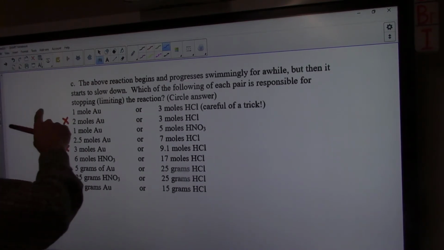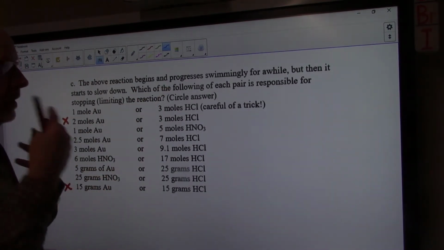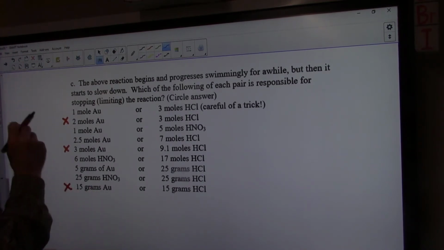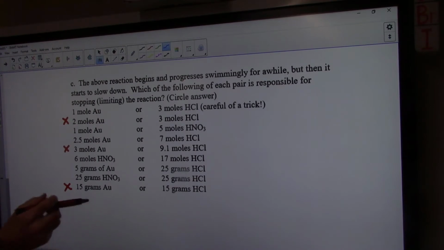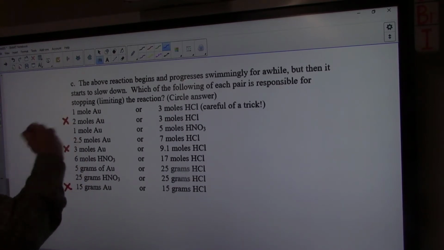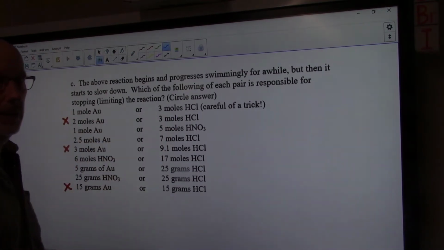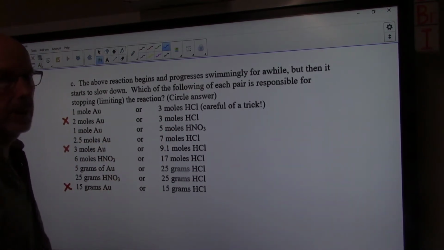Okay, so the reaction begins and the reaction eventually stops. No more reaction is occurring, because something runs out. Now, sometimes it's one reactant, sometimes it's another reactant. Once in a while, both reactants, hint hint, run out at the same time.